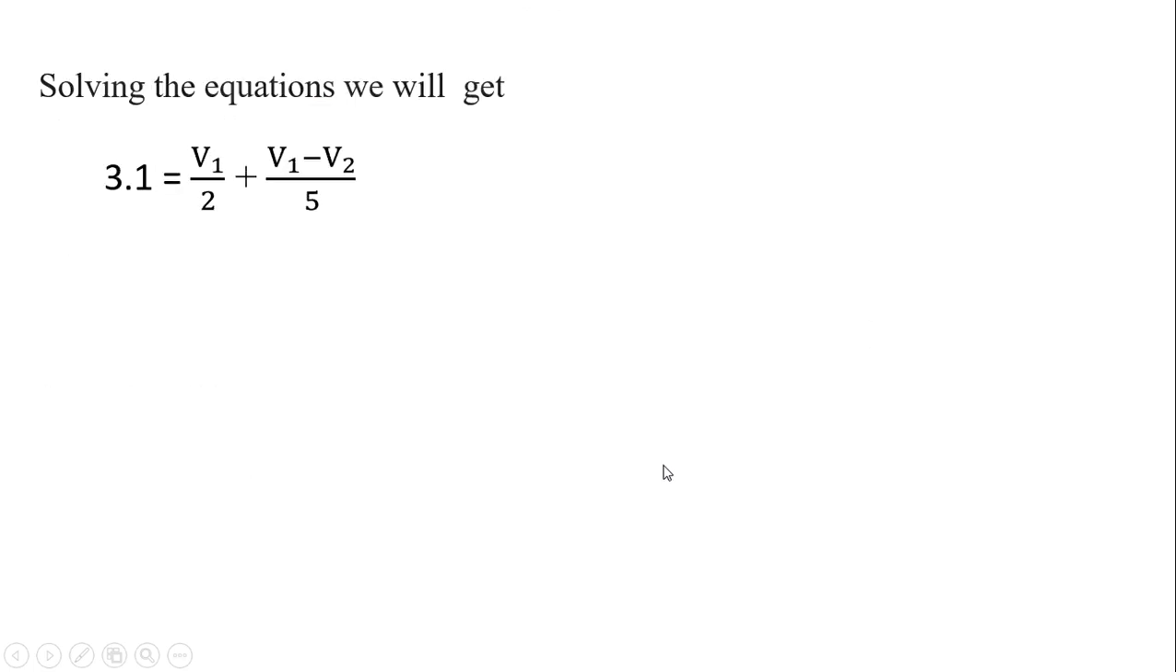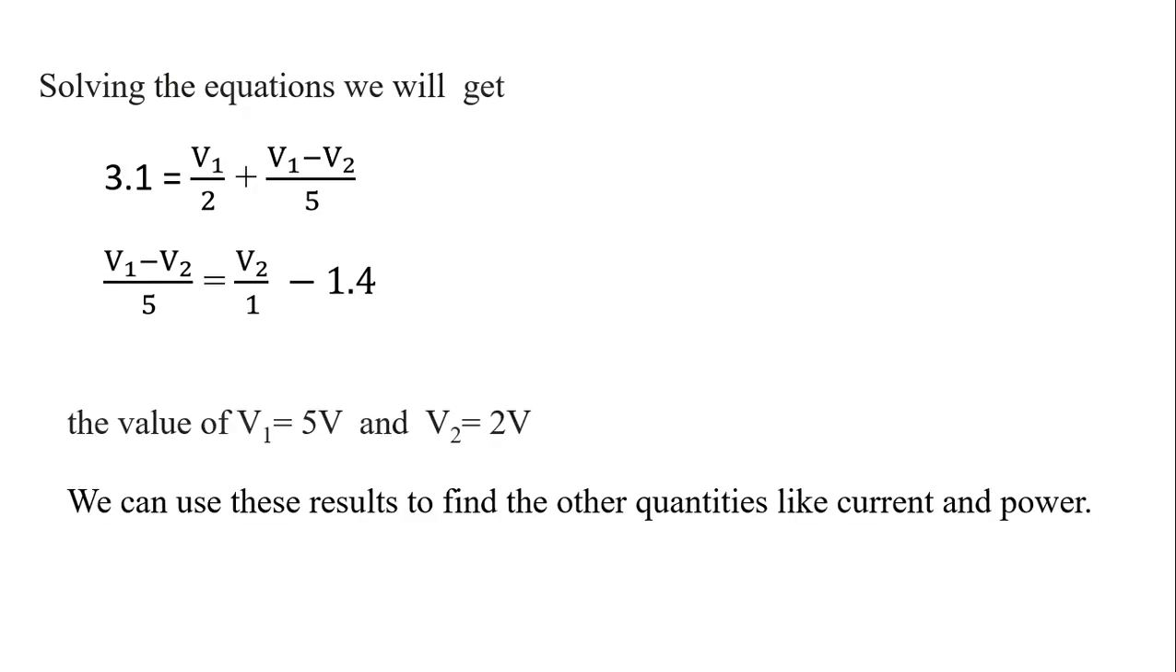Solving the first and the second equations, we will get the values of V1 as 5 volts and V2 as 2 volts. We can use these voltages to find other quantities, like the current flowing through one branch or the power consumed by another component.